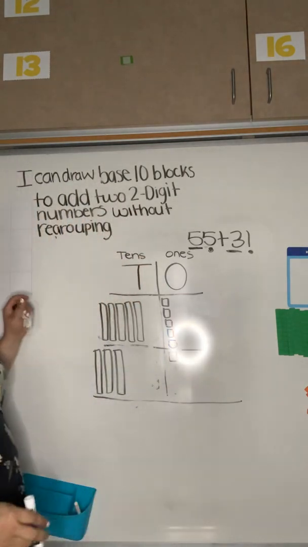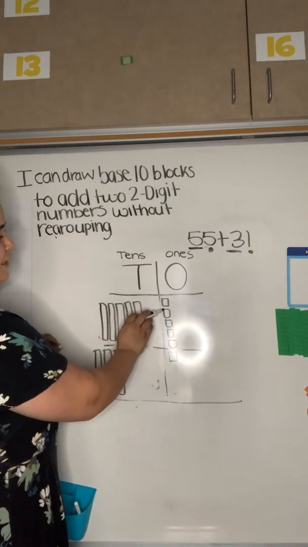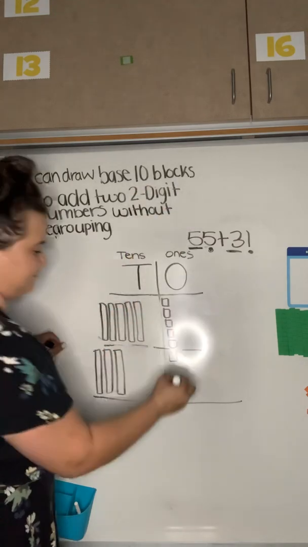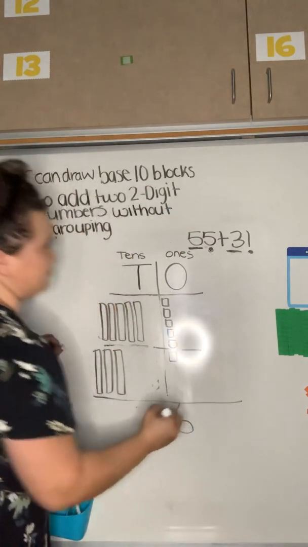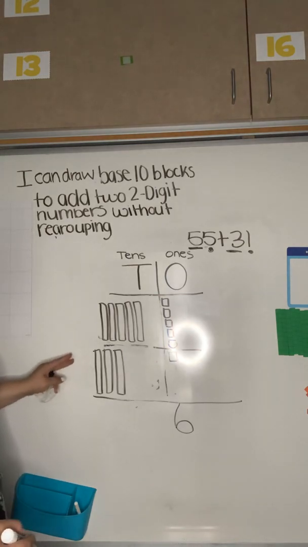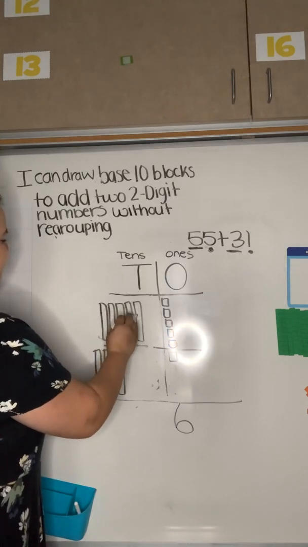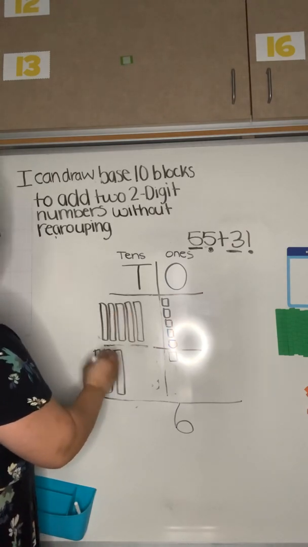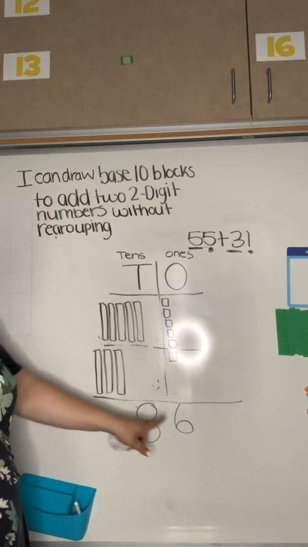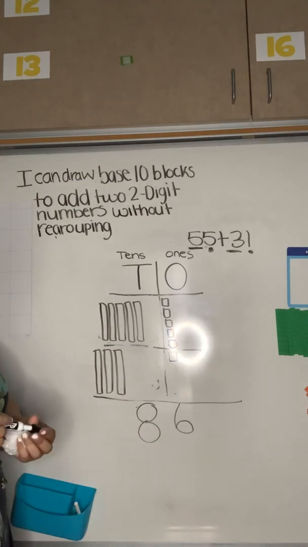All right. Now we're going to add all of our ones together. So let's do it together. 1, 2, 3, 4, 5, 6. So we have 6 ones. Now we're going to add all our tens together. 1, 2, 3, 4, 5, 6, 7, 8. So we have 8 tens and 6 ones, which gives us 86.